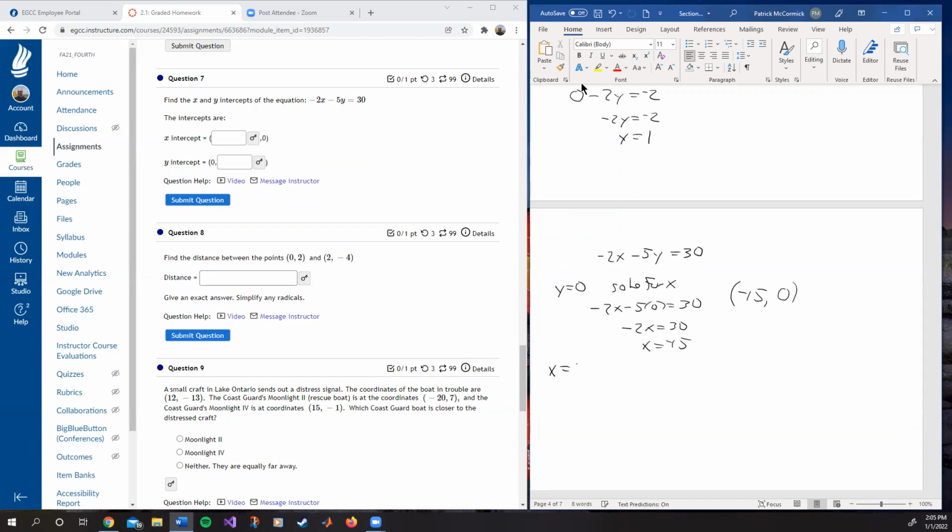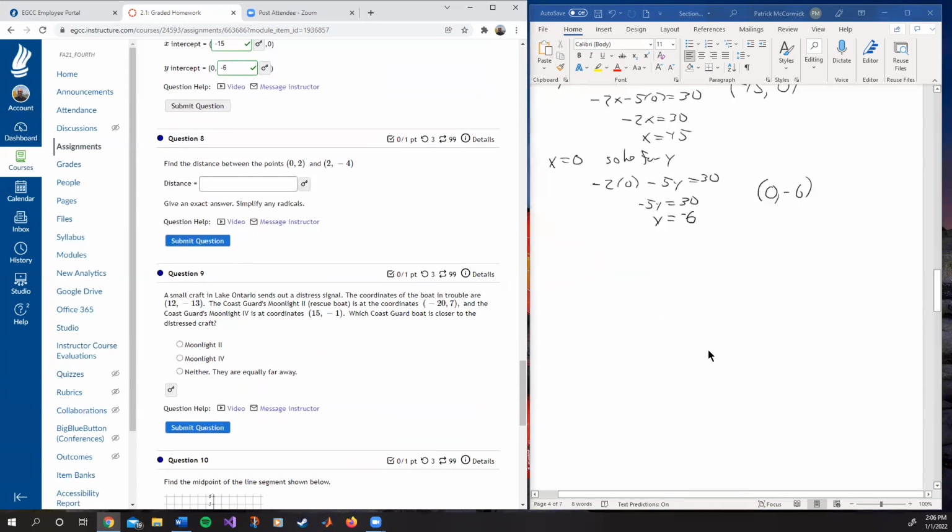Now to find the y-intercept, you let x equal 0 and solve for y, the exact opposite. So I get negative 2 times 0 minus 5y equals 30. 2 times 0 is 0, so I get negative 5y equals 30. Divide by negative 5, I get y equals, what is that, negative 6? So 0, comma, negative 6. Let's come over here and put them in. My x-intercept, negative 15. Y-intercept, negative 6.